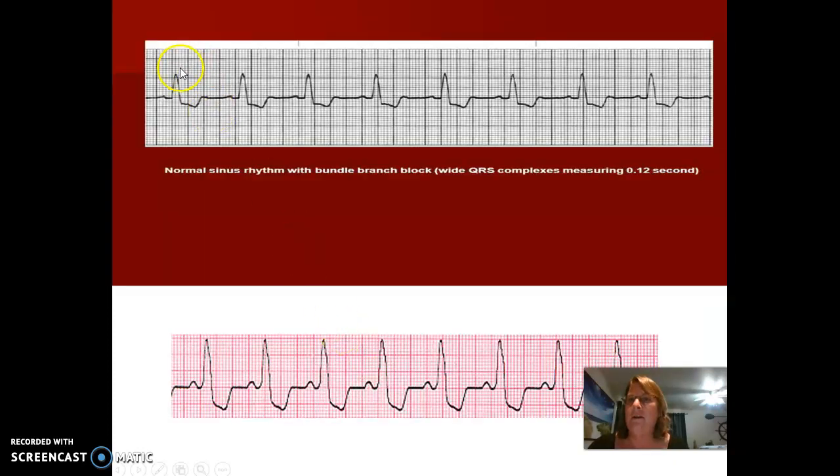So this one right here, I have a regular rhythm, QRS to QRS to QRS to QRS is regular. My rate, now this is only marked for 3 seconds up here, so I have 1, 2, 3, 4, so I would have a rate of 80.